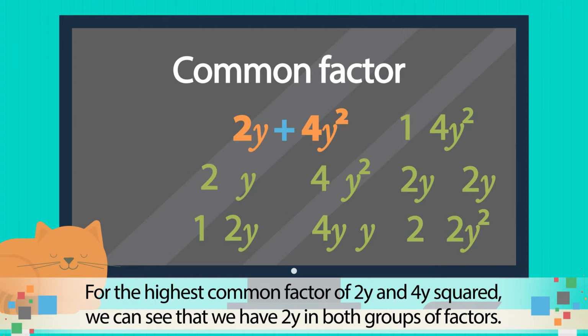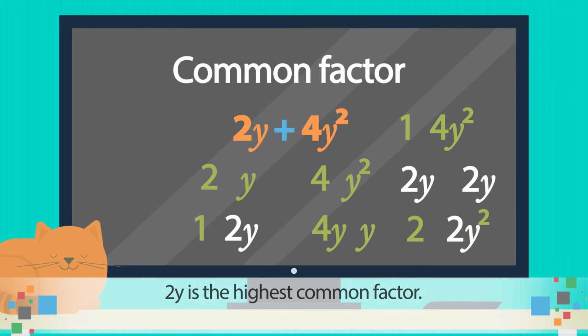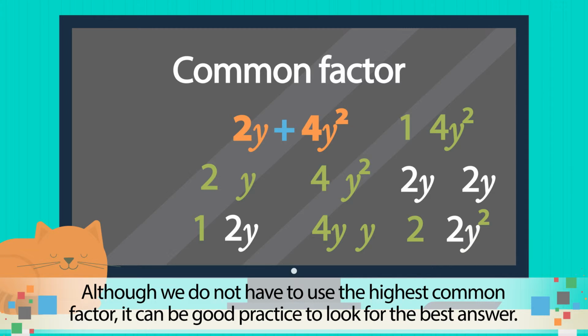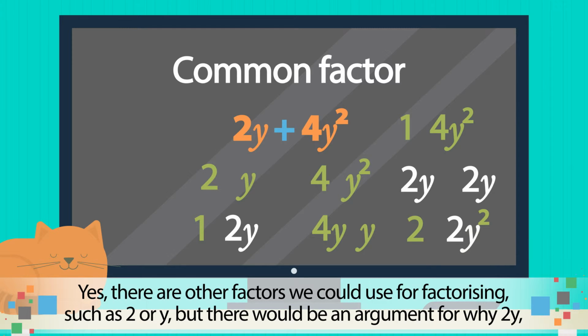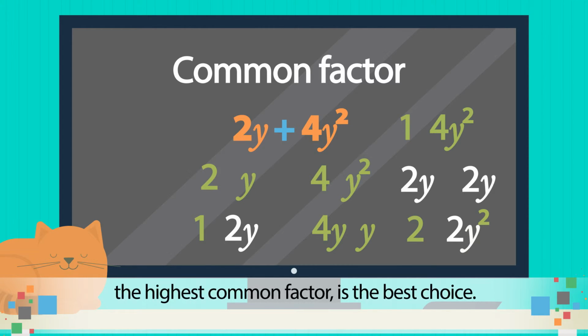For the highest common factor of 2y and 4y squared, we can see that we have 2y in both groups of factors. 2y is the highest common factor. Although we do not have to use the highest common factor, it can be good practice to look for the best answer. Yes, there are other factors we could use for factorising, such as 2 or y, but there would be an argument for why 2y, the highest common factor, is the best choice.